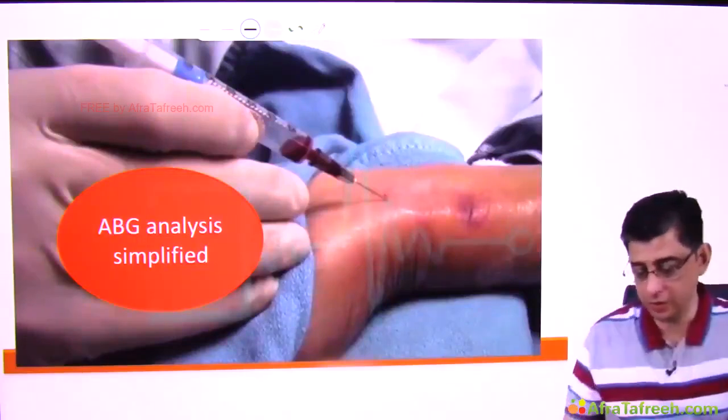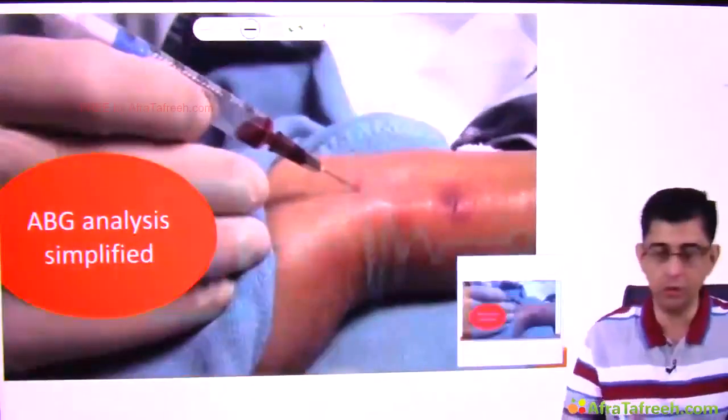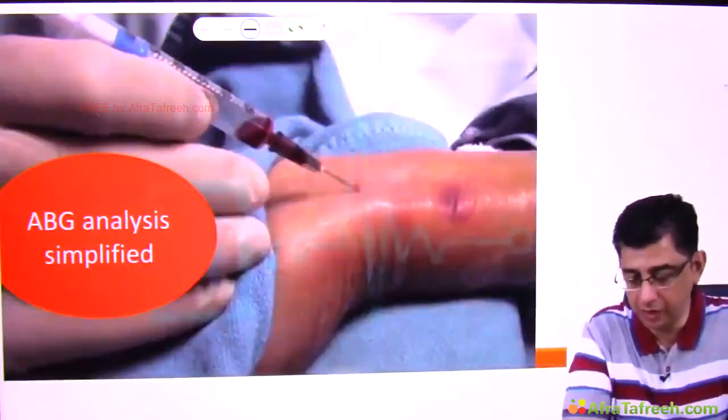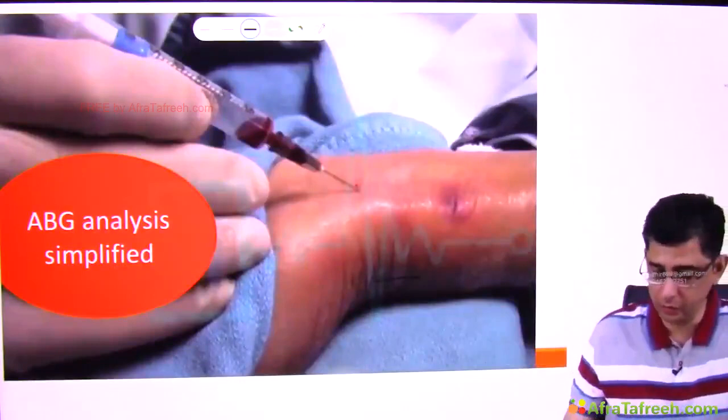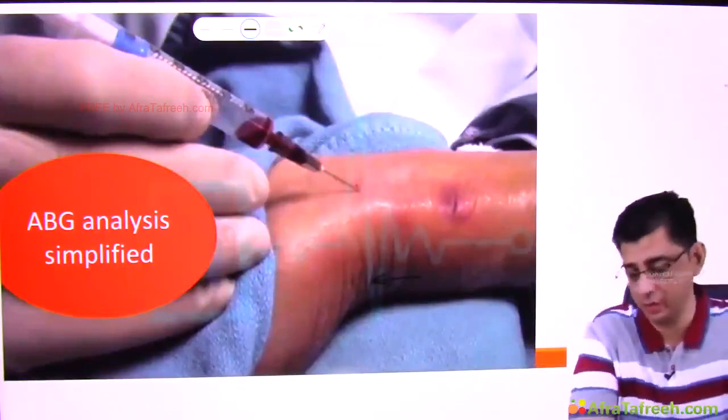As you can see in this particular image, a doctor taking an ABG needs to keep the needle at 45 degrees so that you can puncture the radial artery. The arm should obviously be extended. So we'll talk about procedural aspects related to ABG.